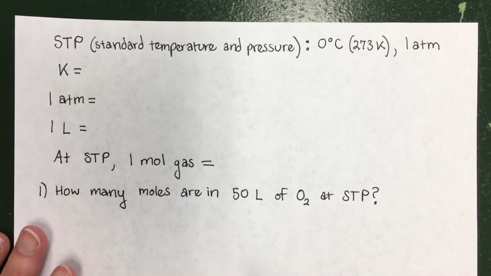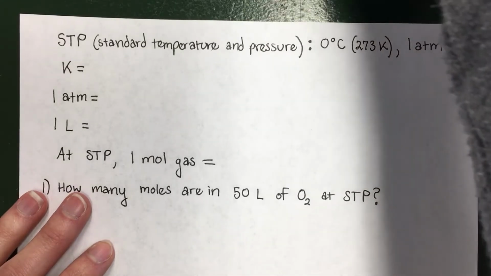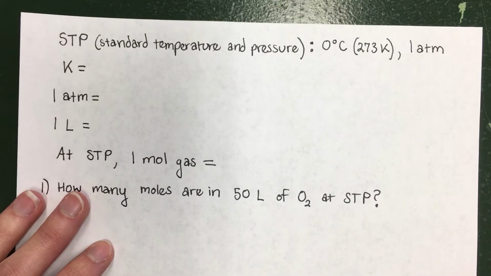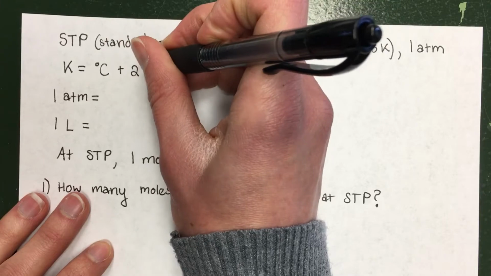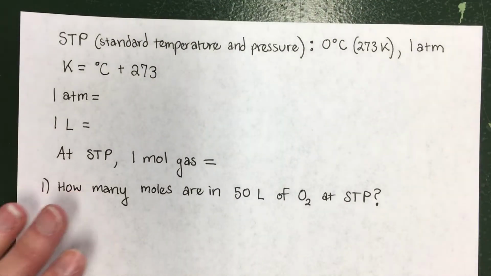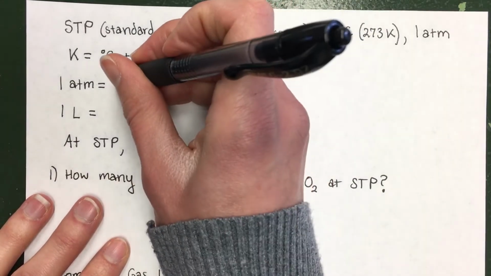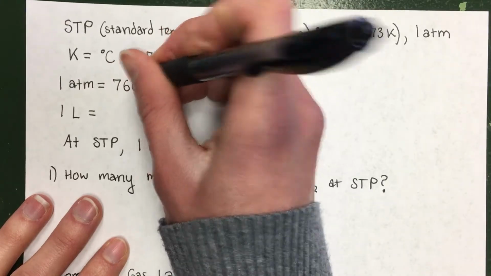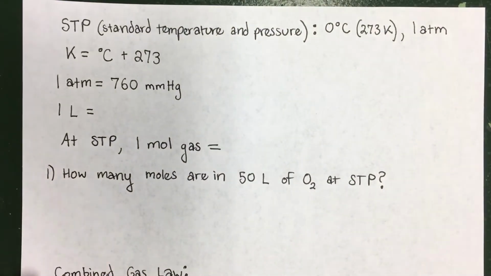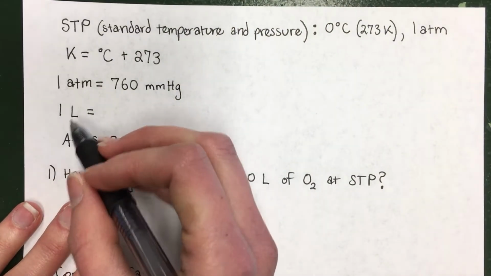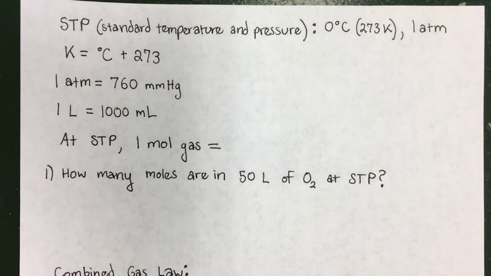Okay, if a problem gives you Celsius and you need to convert to Kelvin, you just need to remember that Kelvin is Celsius plus 273. So degrees Celsius plus 273 to get to Kelvin. A couple other conversion factors you need to know: 1 atmosphere is the same thing as 760 millimeters of mercury, mmHg. That might be a conversion you need to know. Also, 1 liter is 1,000 milliliters. Hopefully you've got that one memorized by now.